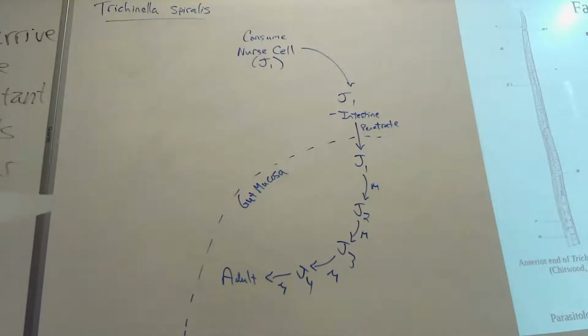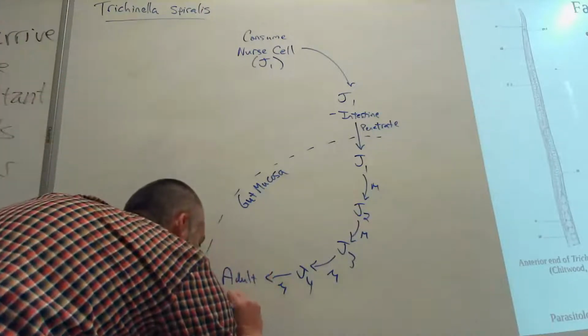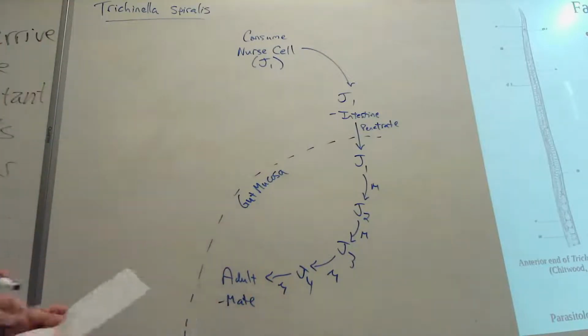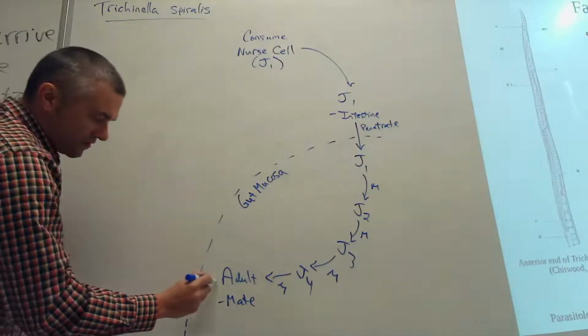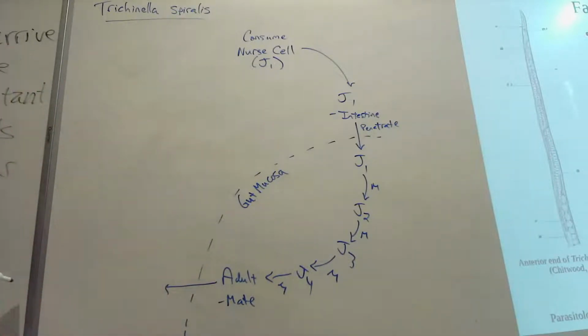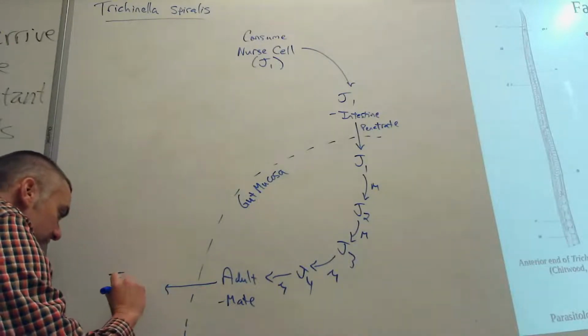And this is burrowing through the cells. It doesn't go into one cell and stay. It's going to just burrow through, consume host cytoplasm, and utilize that for food source. It grows, develops, gets to the adult, where the adults find each other. They're going to mate, and then the females are going to release our J1s.